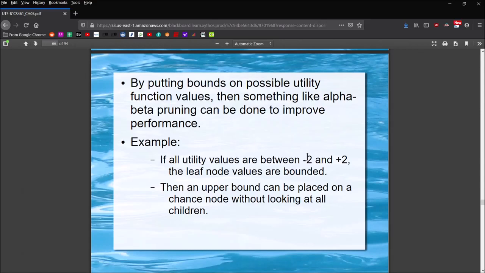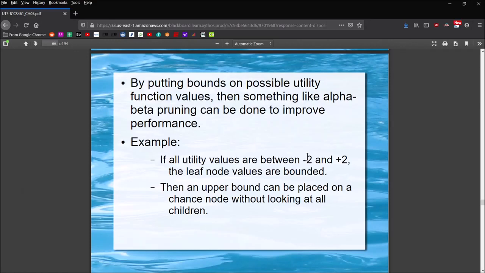We can have something kind of like alpha beta pruning if we put bounds on the different possible utility values. For example, if we say all the utility values are between -2 and +2, that means the values on those leaf nodes have a bound. They can't be greater than +2 or less than -2. So any terminal states that have values outside that range, we're just pruning them. We're not considering them anymore, right?